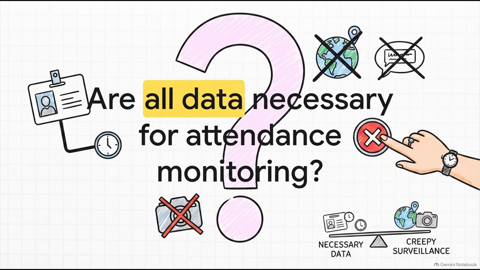To really put this into perspective, think about a standard student attendance app. It obviously needs a student ID, a name, and a time log, right? But what if that same app is suddenly pulling GPS locations every 60 seconds, reading private messages, and accessing personal photos? Does that pass the proportionality test? Absolutely not. It crosses the line from useful monitoring straight into creepy surveillance. As a system designer, it is your legal and ethical duty to shut that down.